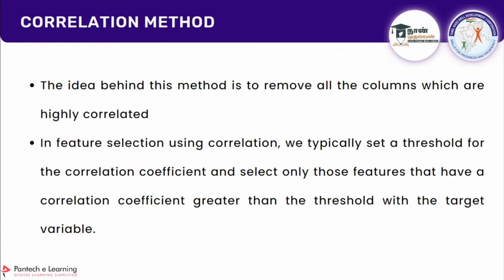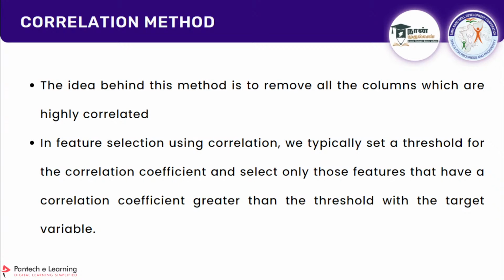Can we start with the next method? It is known as the correlation method. The idea behind this method is to remove all the columns which are highly correlated. Why? So what is a correlation? It is how one column is related with another column. That is known as correlation. There are positive and negative correlations.